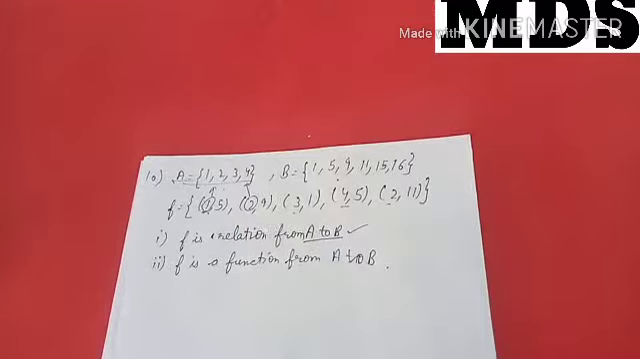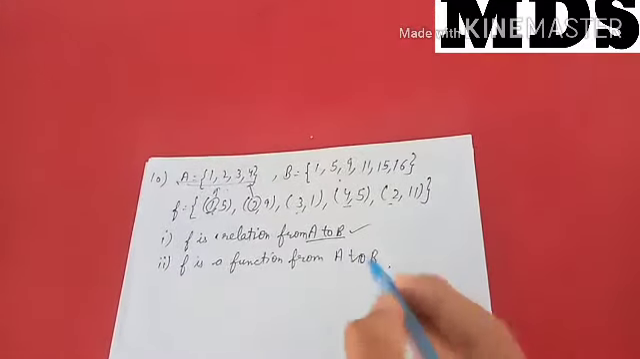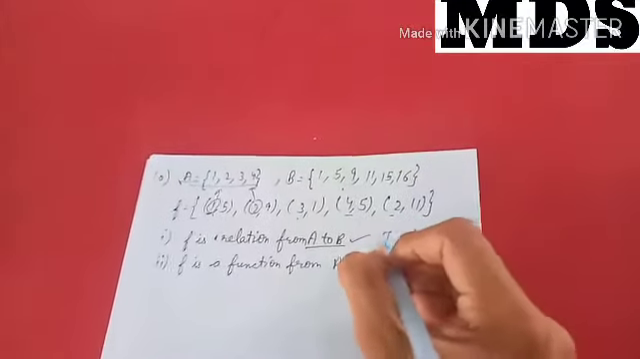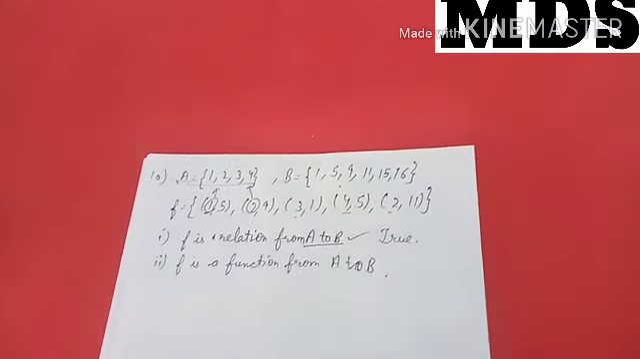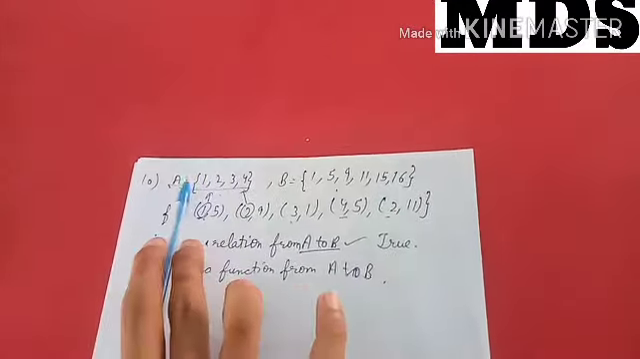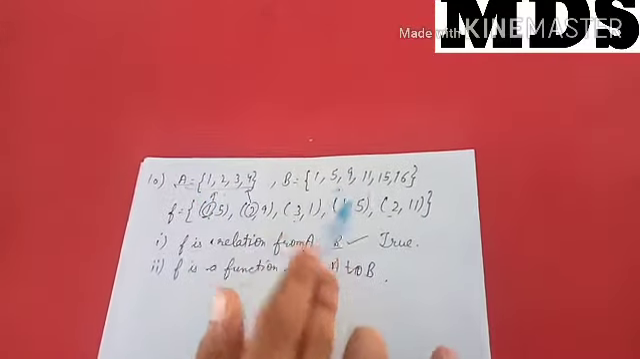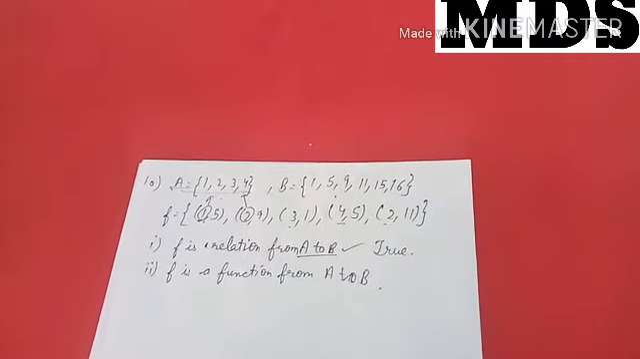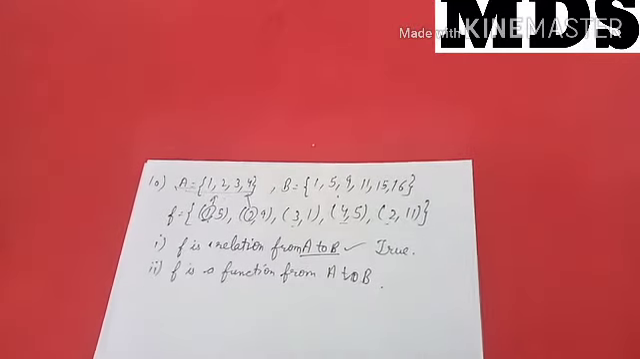So that means F is a relation. Okay, it is true. Why? Because elements of set A have images in set B, and it is some subset of the Cartesian product A cross B.